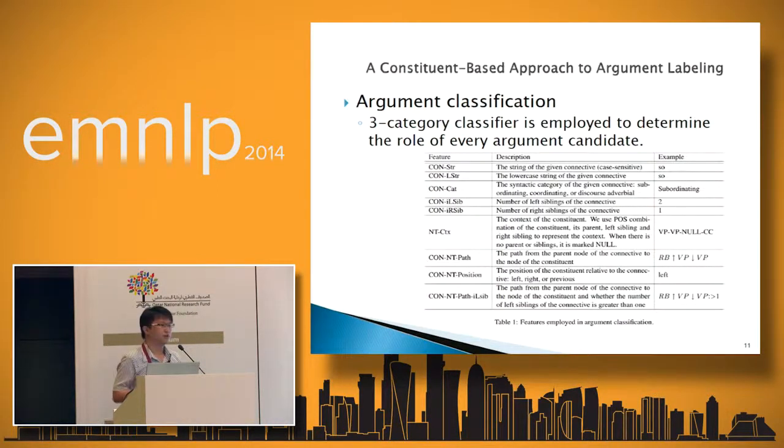The second step is the argument classification. In this step, we will classify each argument span as either arg1, arg2, or null. So this is a three-class classification. For the features, we will use the feature set shown in this table. For example, we will use the string of the connective, also the lowercase form. We will use the syntactic category of the connective, and so on. The details can be read in the paper.